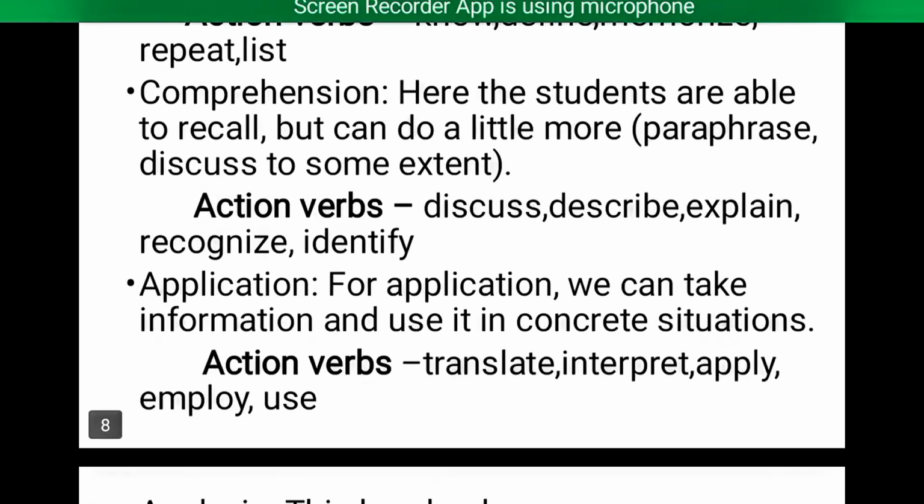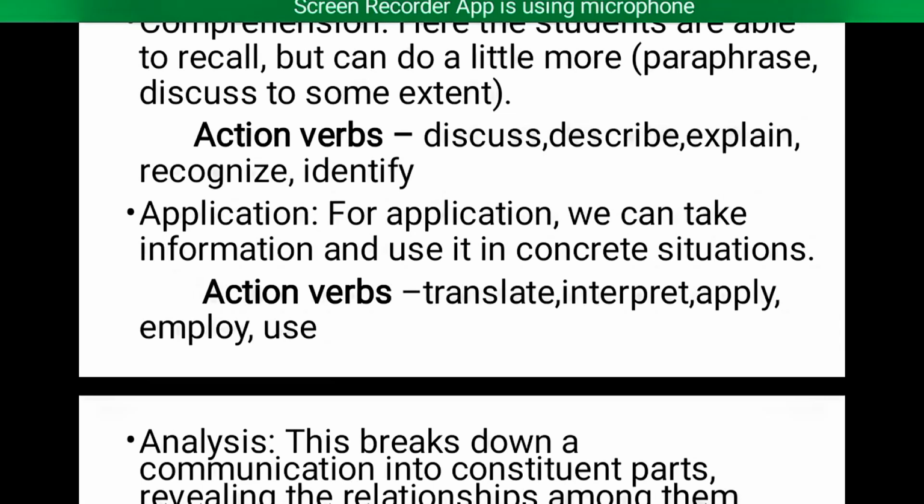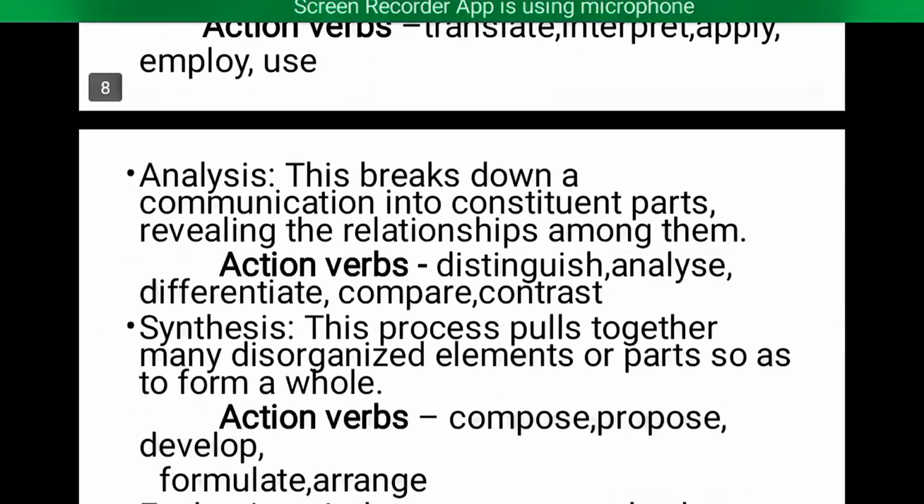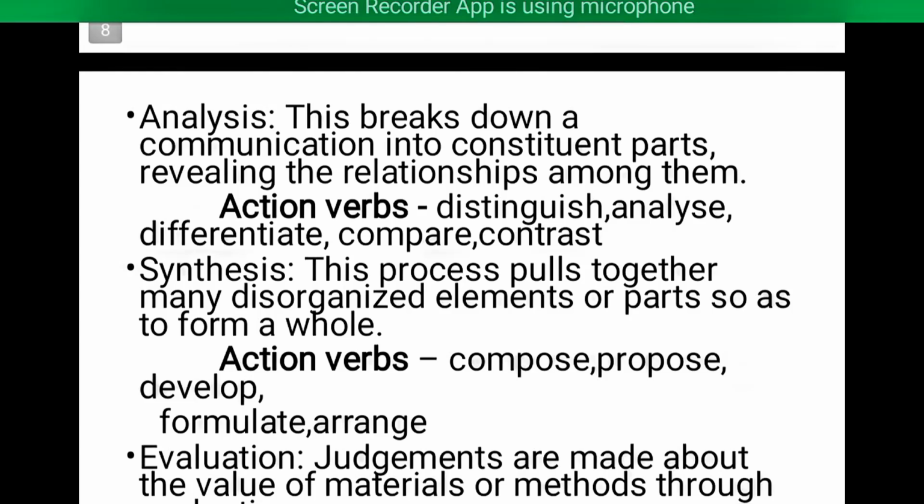Application. For application, we can take information and use it in a concrete situation. Action verbs: translate, interpret, apply, employ, use. Analysis. This is the breakdown of a communication into its constituent parts, revealing the relationships among them. Action verbs: distinguish, analyze, differentiate, compare, contrast.